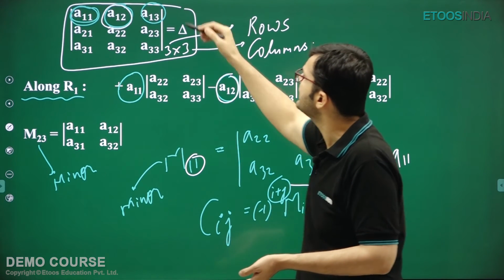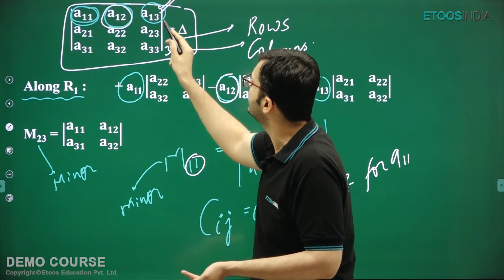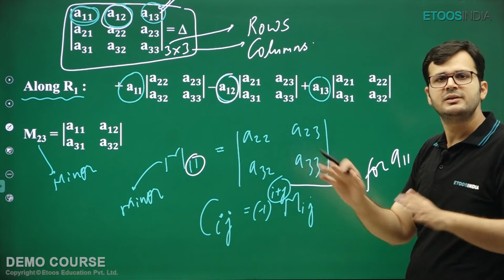And similarly for the last term, A13, the minor is going to be this. How did we reach the minor? Delete the column, delete the row, and we are left with a 2 by 2 determinant with a positive sign. So this is the way.